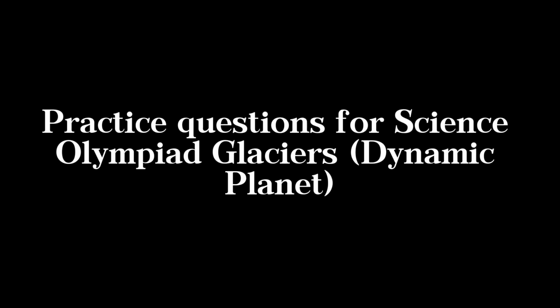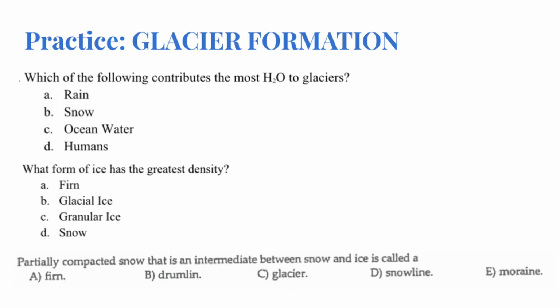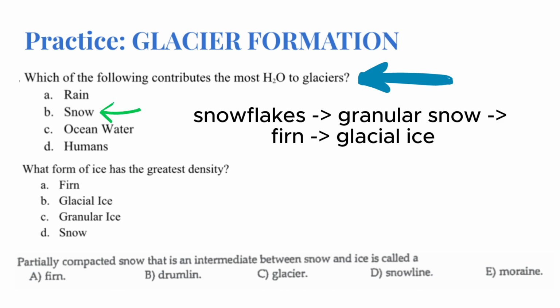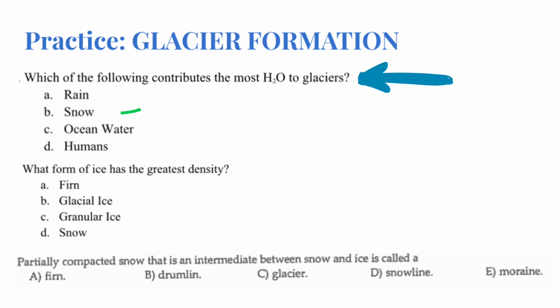Let's take a look at some practice questions from past Science Olympiad exams with the topic of glaciers for a dynamic planet. So the first question: which of the following contributes the most H2O, or water, to glaciers? This is going to be snow, because we know that glaciers form from snow, and it goes to granular ice, and then firn, and then compaction, which brings it to glacier, so we know it's snow. Rain is a form of precipitation, and then ocean water and human just does not make sense, so the answer is B.